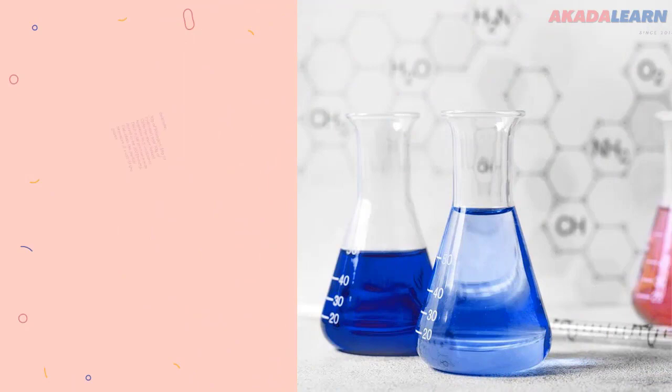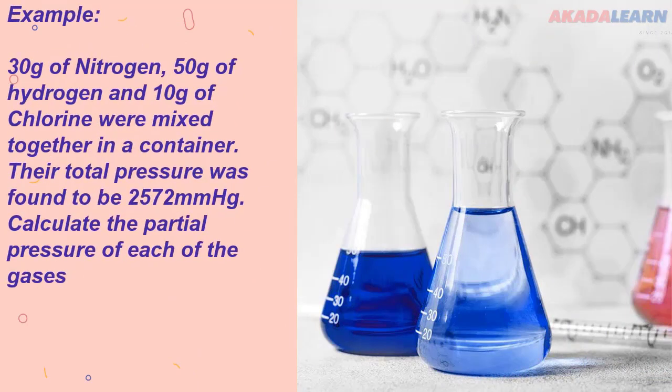Let's now take an example. 30 grams of nitrogen, 50 grams of hydrogen, and 10 grams of chlorine were mixed together in a container. Their total pressure was found to be 2572 millimeter mercury. Calculate the partial pressure of each of the gases.